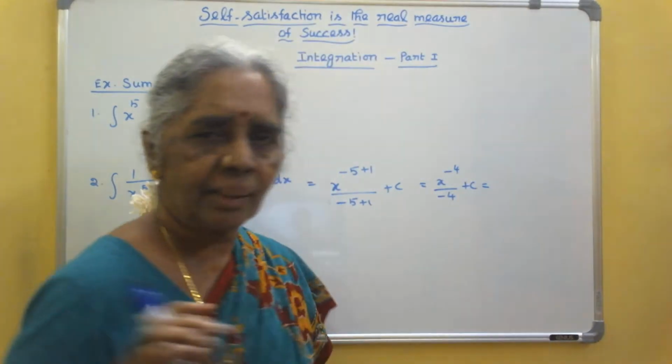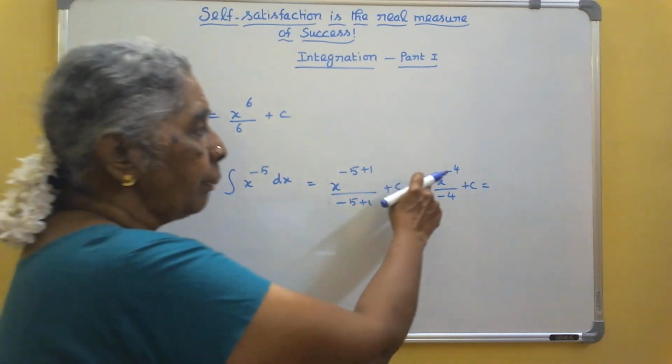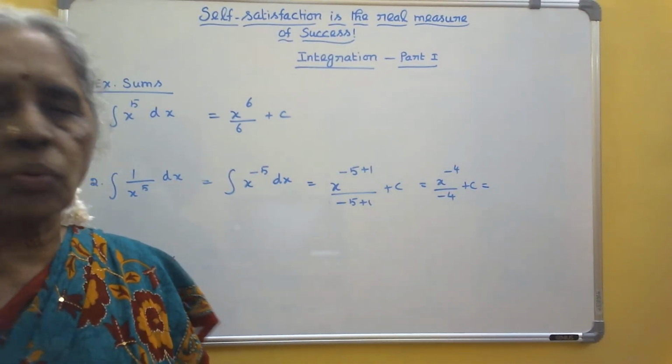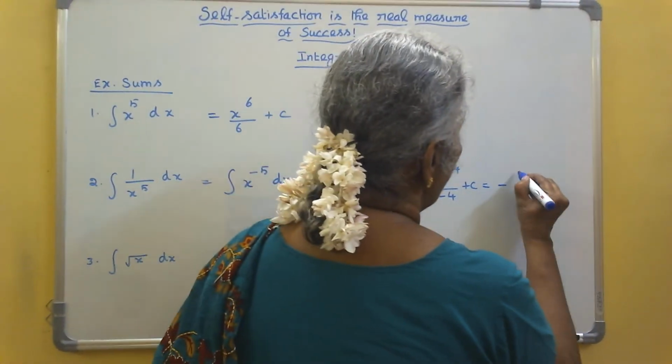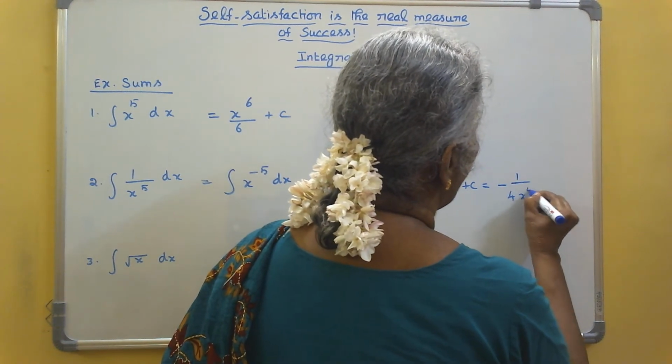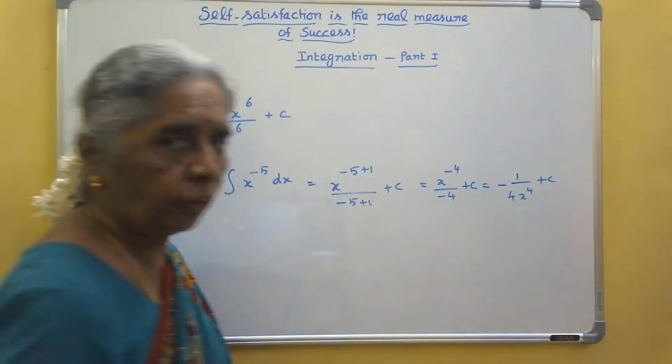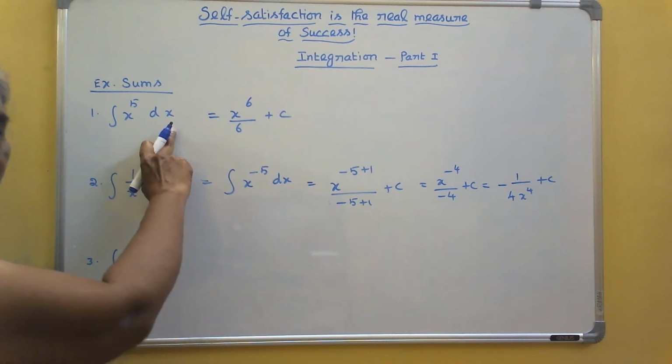You can write it in a better format. That is, you can bring the negative exponent down as a positive. So, I will write it as minus 1 by 4 x power 4 plus c. Do you follow? So, the first sum is very straightforward.